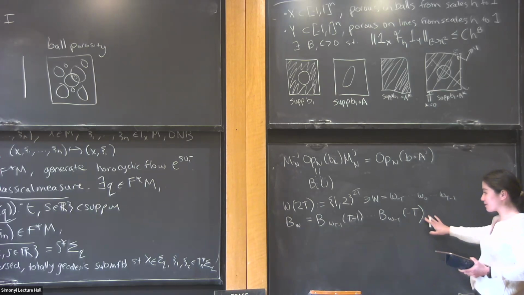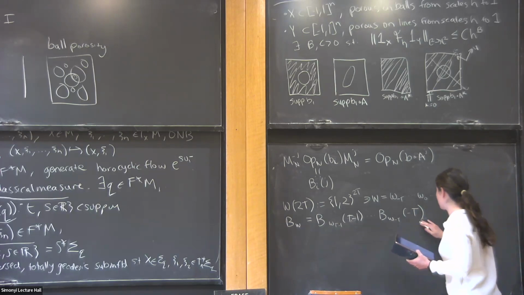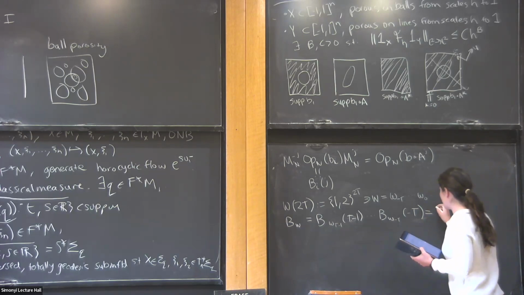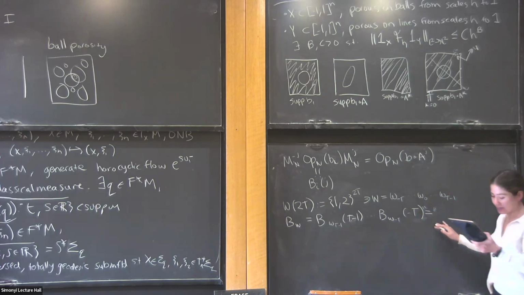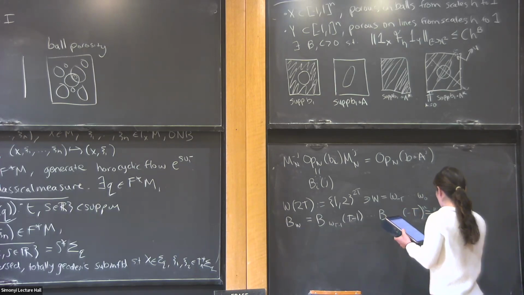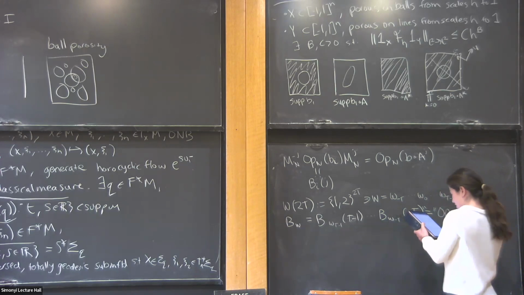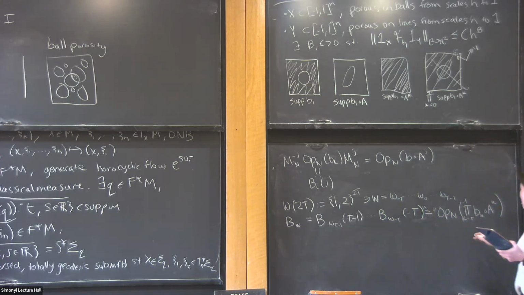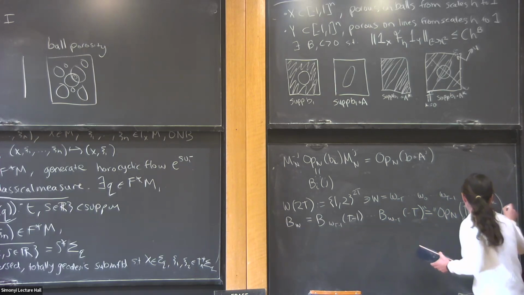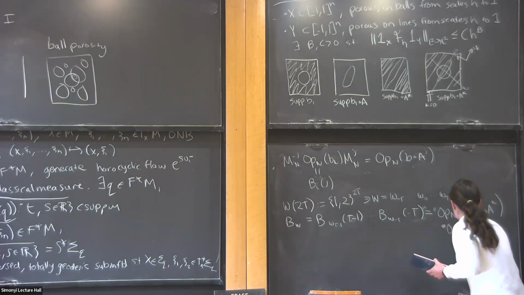And the important thing about this is that, using a little microlocal analysis, up to a decaying error term that I'm going to ignore, this is equal to the quantization times n.